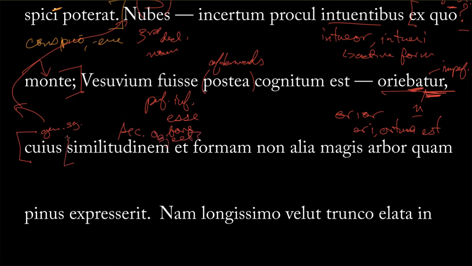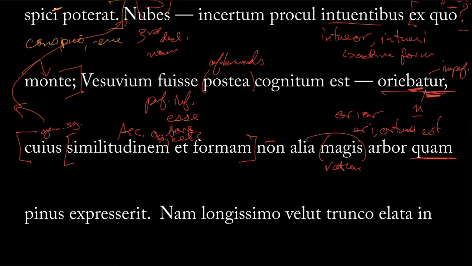But together, they kind of form an object unit. Not, known. Alia, well, that could be a number of things. That could be neuter plural, could be feminine singular. Magis, this is going to be an adverb that's going to trigger this quam. It's going to be comparative. Rather is how we translate magis.